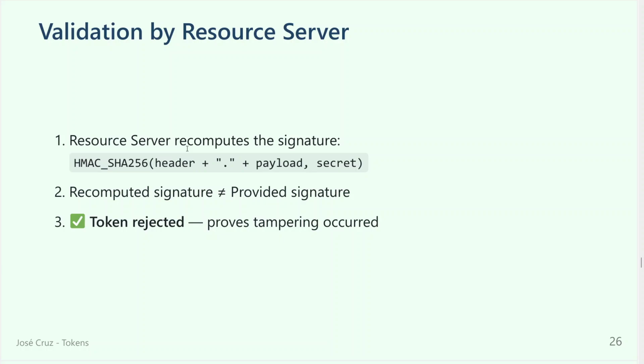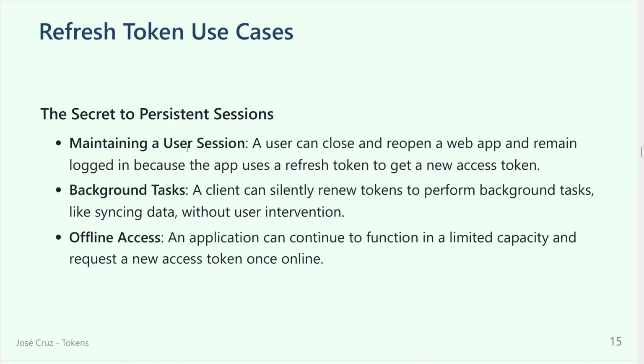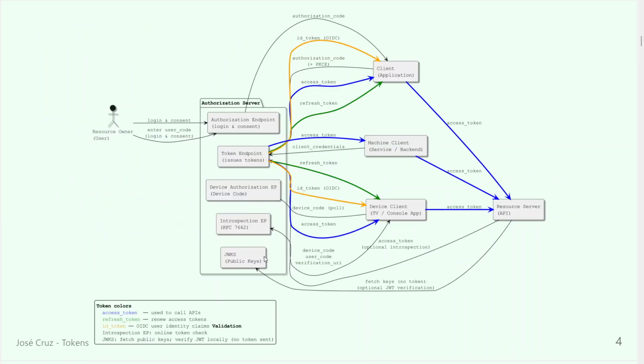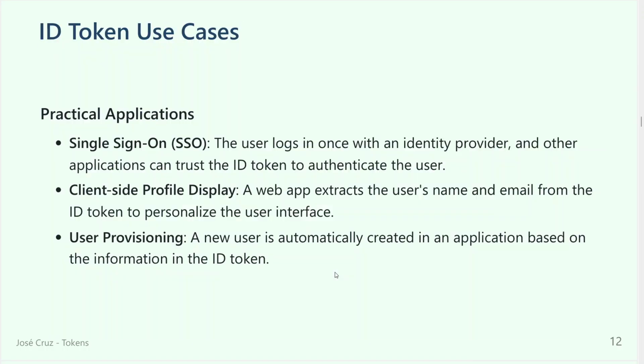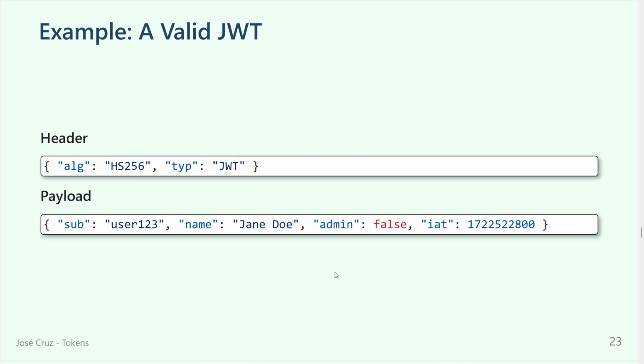And where can you get the public keys? If we return to our drawing here, you can have the public keys here. So: fetch keys, no token, optional JSON Web Token verification. So it is this row. A resource server can connect to the authorization server and say: give me your public key, because I will be using it to validate the tokens using the signature algorithm. Okay, that's the idea. It's one more row for you to understand about that drawing.